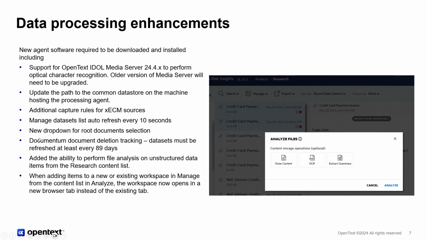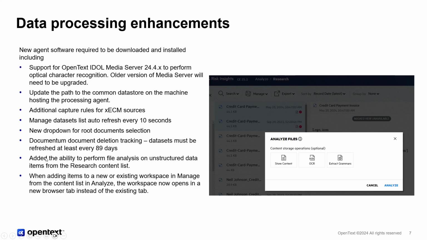But this deletion tracking in Documentum doesn't exist forever. It's refreshed every 90 days. So it makes sense that your datasets, these are your CDDRI datasets, must be refreshed in line with that cadence. So just put your datasets on a schedule to be updated inside that time frame.